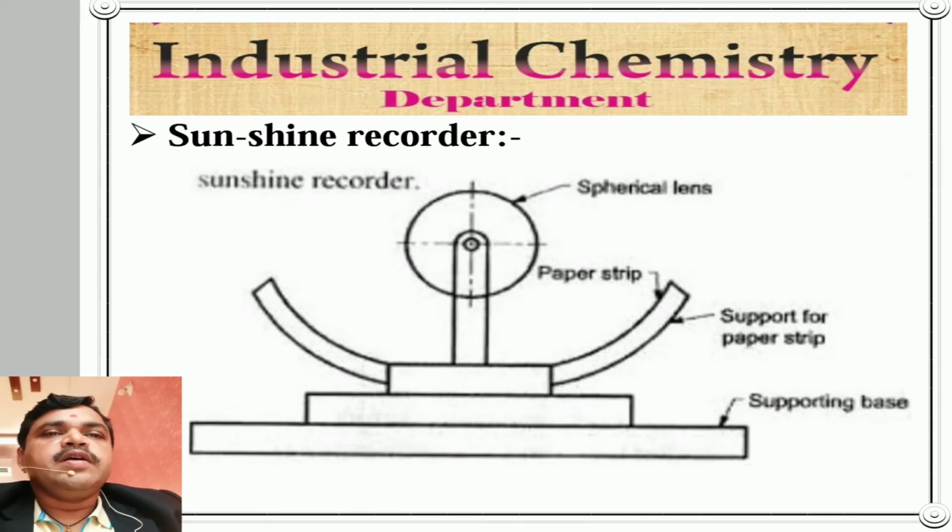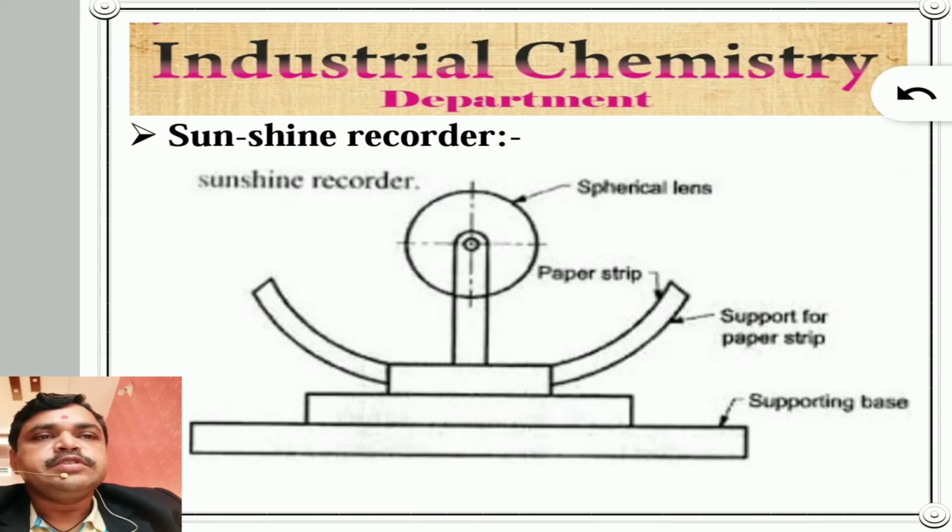See the figure of sunshine recorder. We see the parts of sunshine recorder. First part is the spherical lens, which reflects the sun rays. Next one is the paper strip, which indicates the sun rays. This one is the support for the paper strip, and the last one is the supporting base.